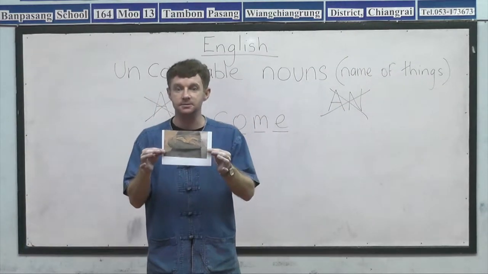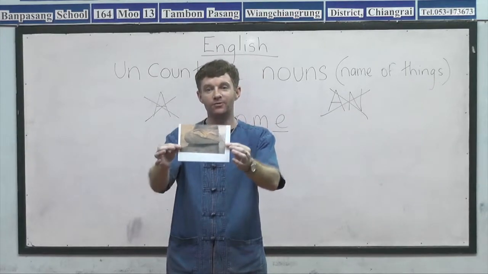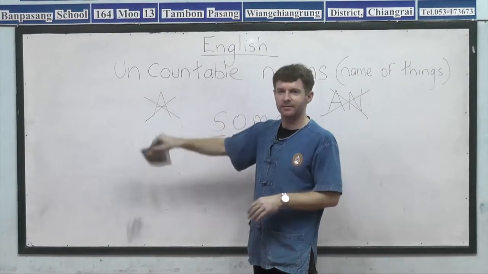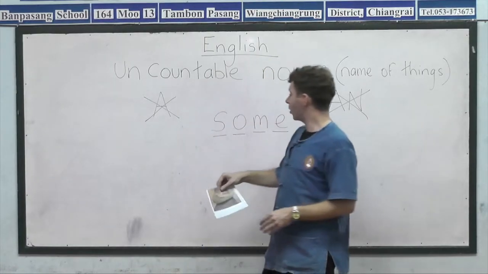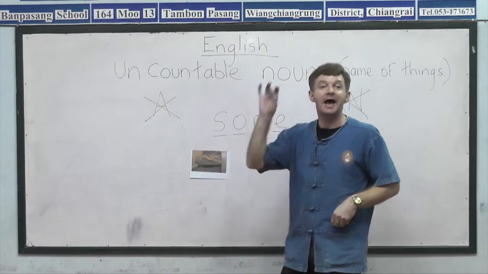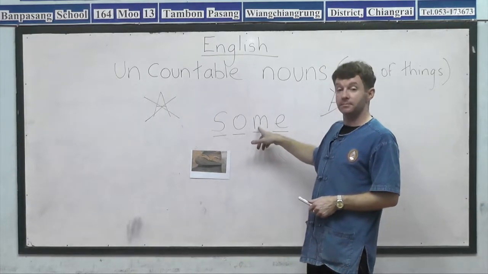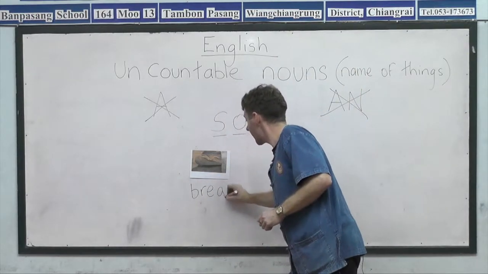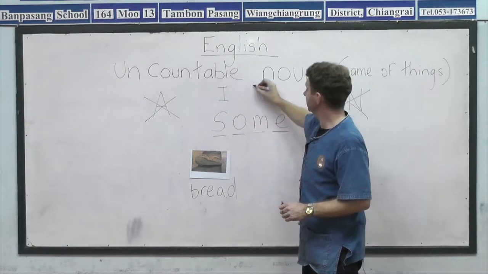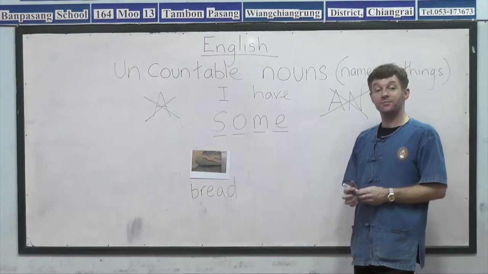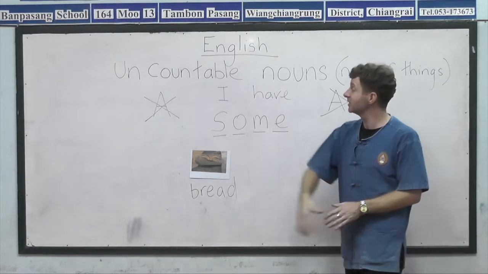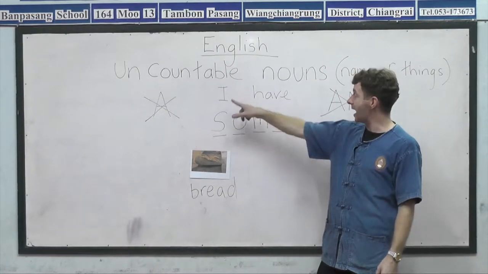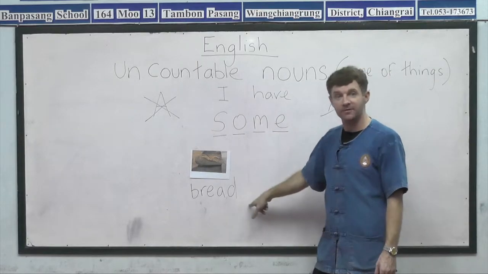Does anybody know what this is? Can you see on the picture what this is? Do you know bread? Bread. We can't say, a bread. We can't say, an bread. What word do we use? Some. We say, I have some bread. How do we spell bread? B-R-E-A-D. I have some bread. You understand? With nouns, especially foodstuffs that are uncountable, we can't use a or an. We have to use the word some. I have some bread.